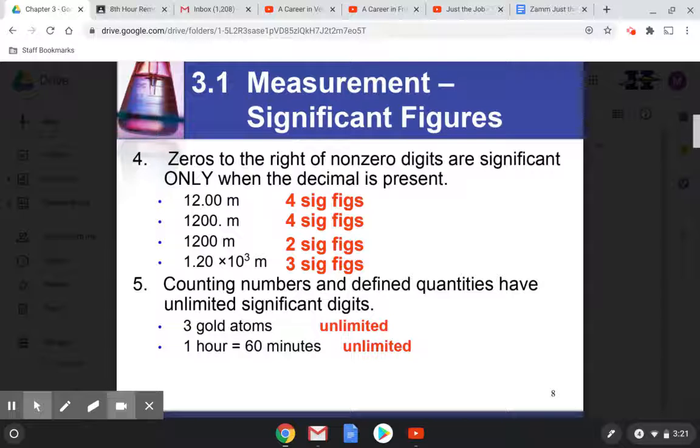Okay. And then counting numbers and defined quantities have unlimited significant digits. So 3 gold atoms, that's going to be significant. 1 hour, 60 minutes, that's going to be significant. Again, those are going to be unlimited because we know that's defined. We know that's for sure, right? We don't have to say 3.000000 gold atoms. No, we know it's for sure 3. But it would take a while. It'd be 10 to the infinity. We don't need that. Same thing with the 1 hour, 60 minutes. We know it's exactly that.